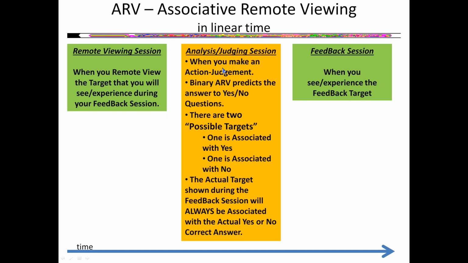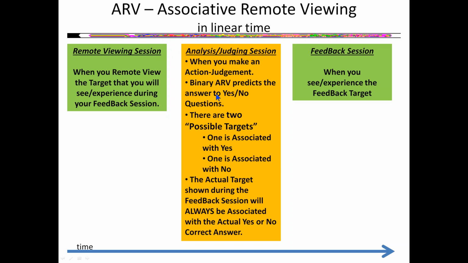So as a judge, if you come up with a strong rating, you say, oh my gosh, this person really did a good job on the target associated with yes, hey, the assumption is that they did a good description, and you're going to then take action on yes if you choose to take action, but you certainly can. That's ARV in linear time.